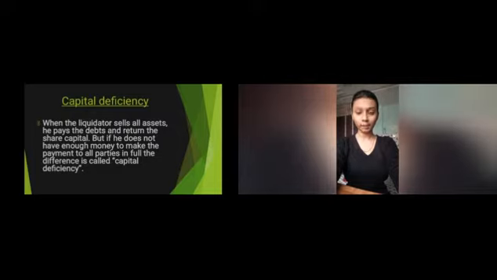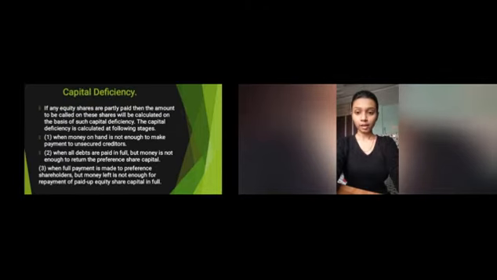is called capital deficiency. If any equity shares are partly paid, then the amount to be called on these shares will be calculated on the basis of such capital deficiency. The capital deficiency is calculated as follows.